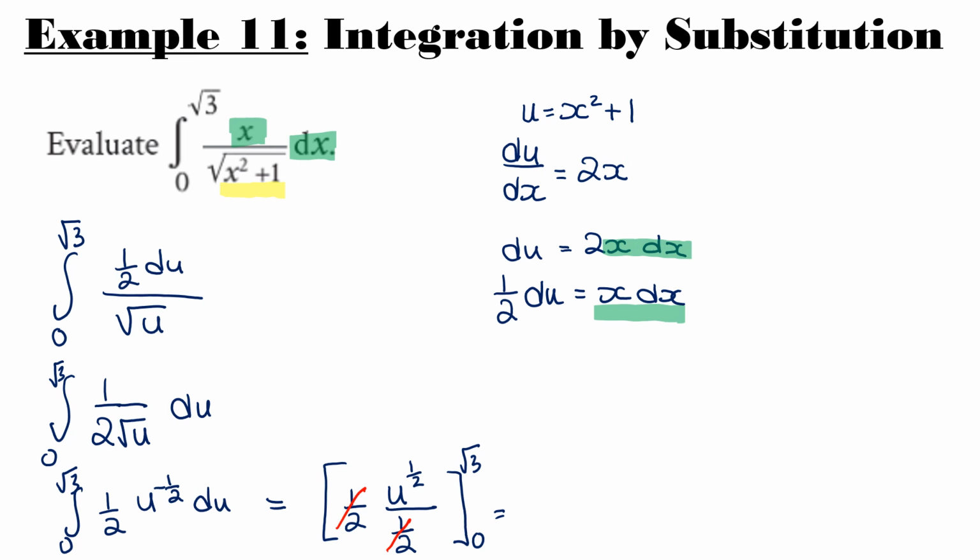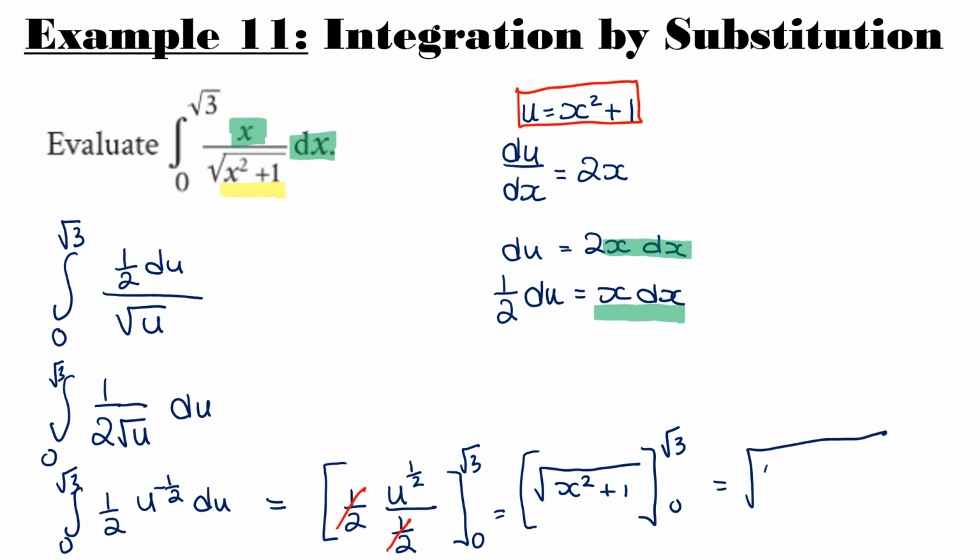So u to the power of a half. Before we do any substitution, remember the u we put in, those limits are for x. So we're going to do back substitution, which means we plug back in. So that is the square root of x squared plus 1. And we're going to evaluate that between root 3 and 0. So that is the square root of root 3 squared plus 1, and then we take away the square root of 0 squared plus 1. That is 3 plus 1, which is 4. So we get 2 minus 1, and our final answer is 1.